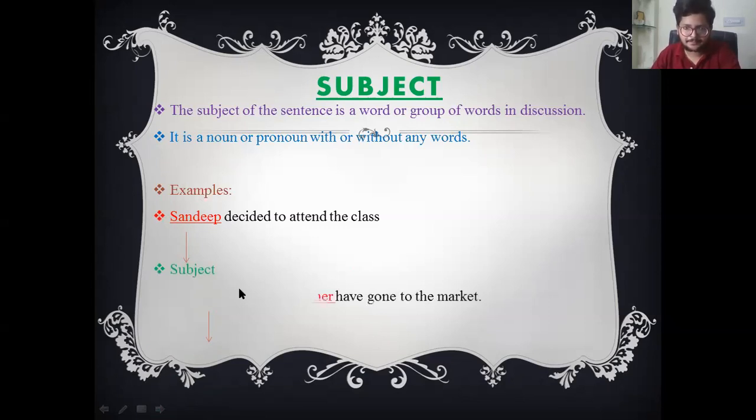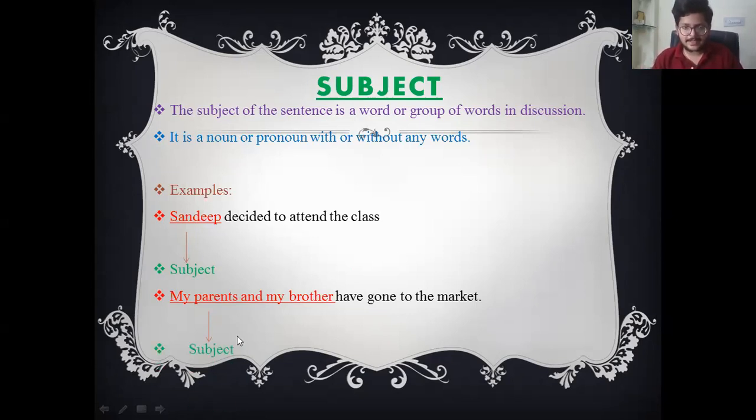Second example. My parents and my brother have gone to the market. Here you have seen that the subject is more than one word. See, the entire sentence is talking about my parents and my brother. The entire sentence is talking about two persons, parents and brother. So here the subject will be my parents and my brother.